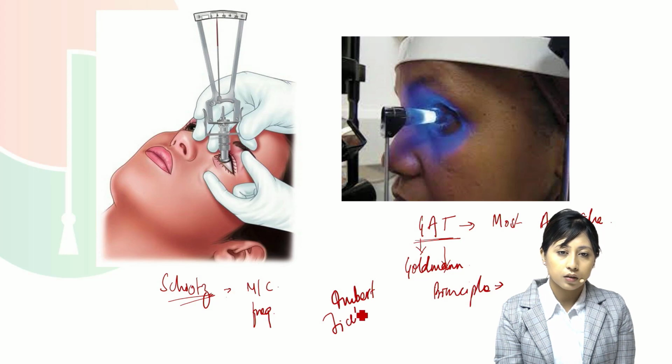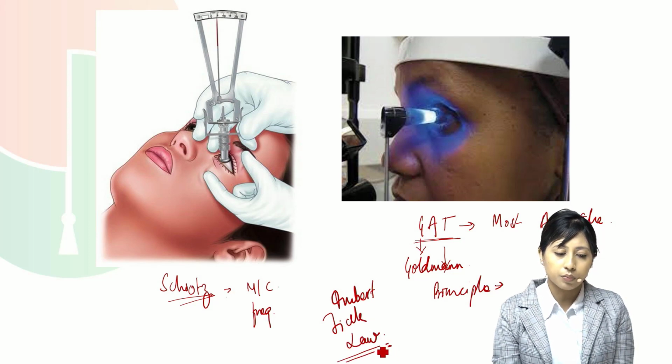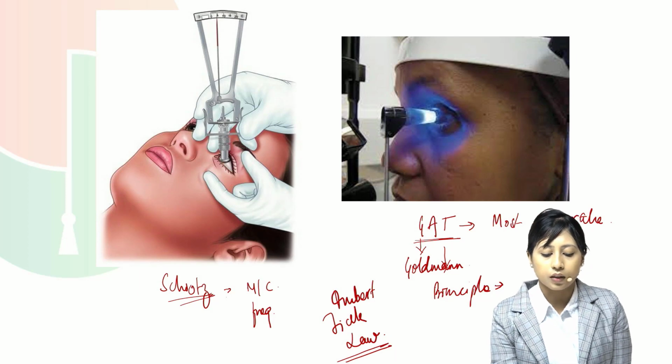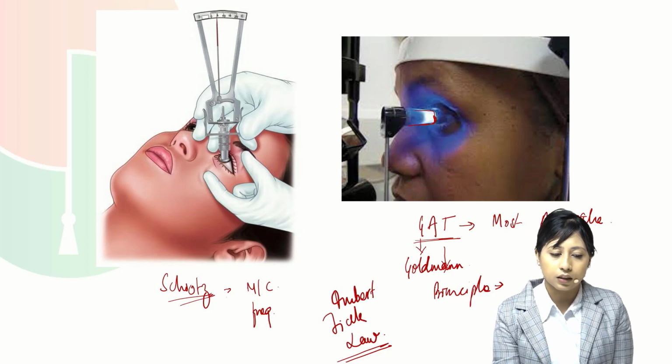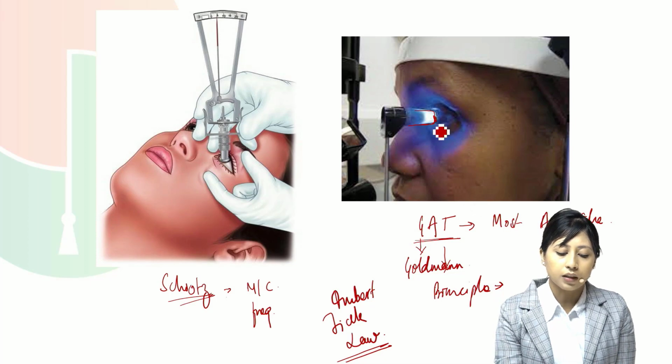Imbert-Fick law. This is the principle. What is Imbert-Fick law? We can see this is the indentation. That is, we are indenting the cornea. We are touching the cornea, contacting the cornea, indenting the cornea. So we are applying pressure.